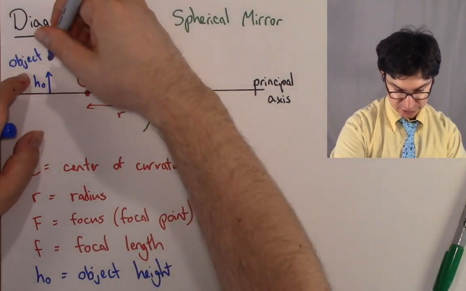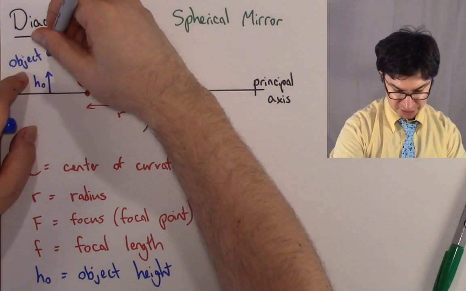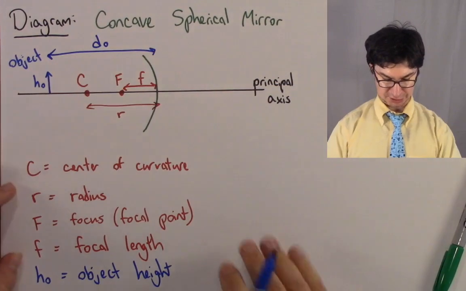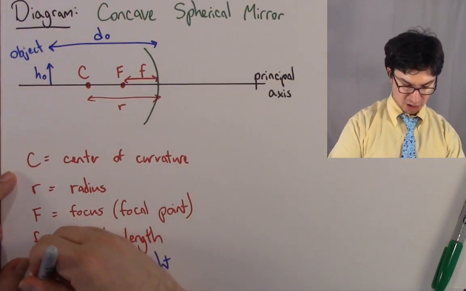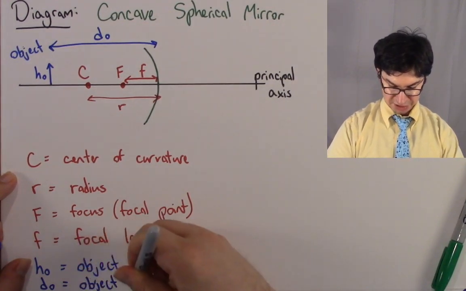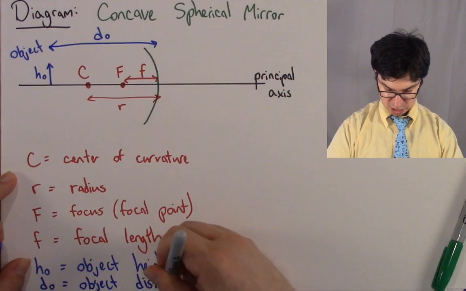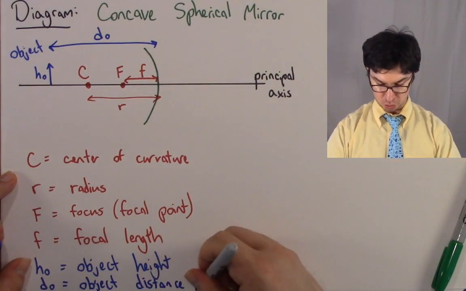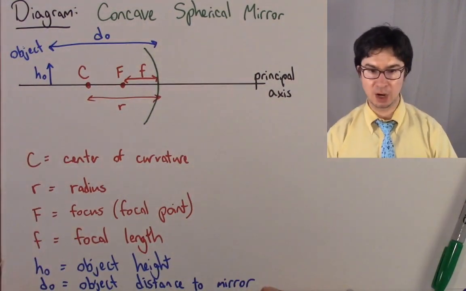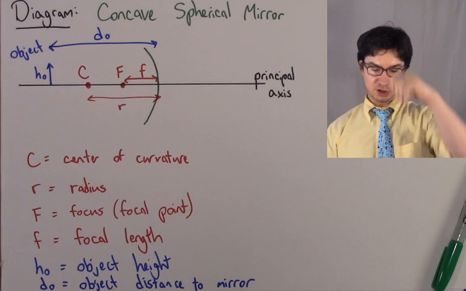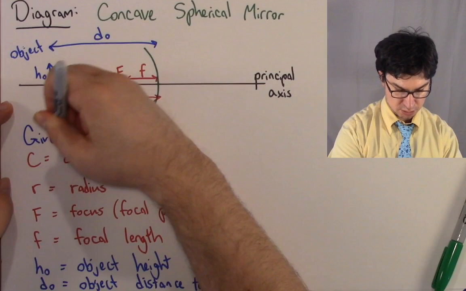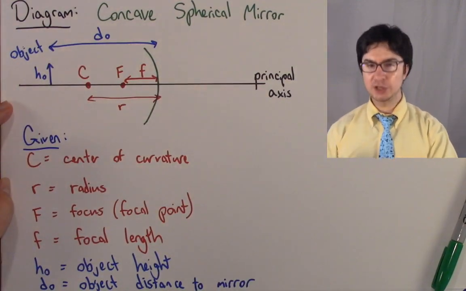And this distance from the object to the mirror is what we call DO, object distance. So let's see if I can fit that down here. DO is equal to the object distance. And that's the distance to the mirror. All right, so we're looking at a lot of different quantities here. And you're asking yourself, if you're given all this information, this is typically what you're given in a problem. What do you want to calculate?